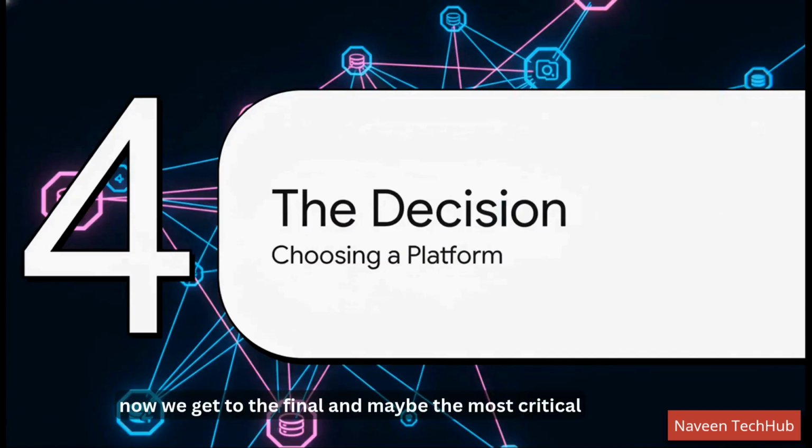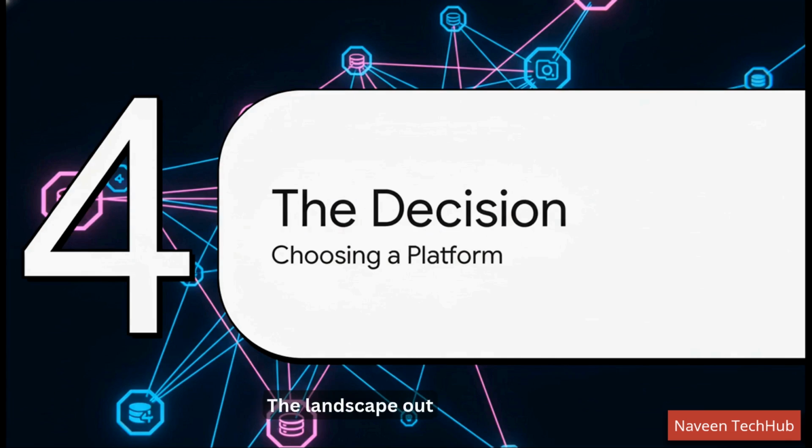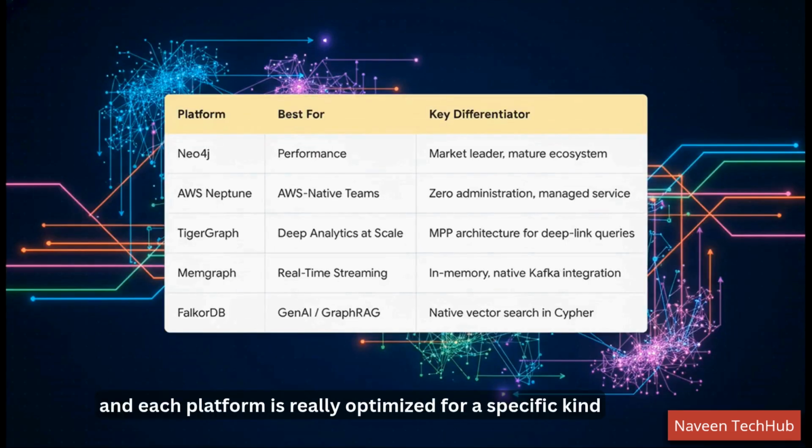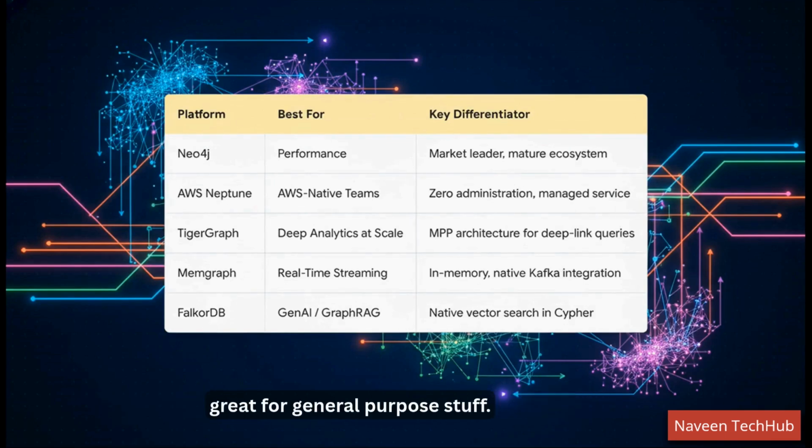Okay, now we get to the final and maybe the most critical step in our journey as an architect, picking the right tool for the job from this growing ecosystem of graph database platforms. The landscape out there is pretty diverse, and each platform is really optimized for a specific kind of job. You've got Neo4j, which is the market leader, great for general purpose stuff.